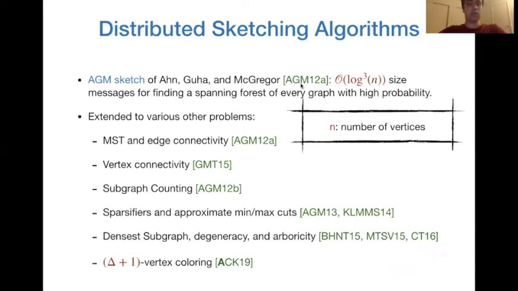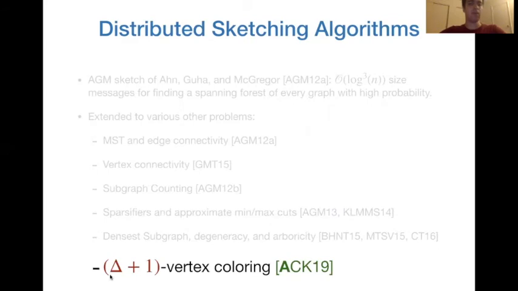And in fact, starting from this breakthrough result, there have been numerous results in this model that give algorithms for lots of different problems. And I want to in particular highlight this recent result from last year that gives an algorithm even for the delta plus 1 vertex coloring, again with log cube n size messages. The reason I'm highlighting this is that this is a problem very closely related to maximal matching and maximal independent set. Based on this result, one might wonder whether such sketches are also possible for these problems.